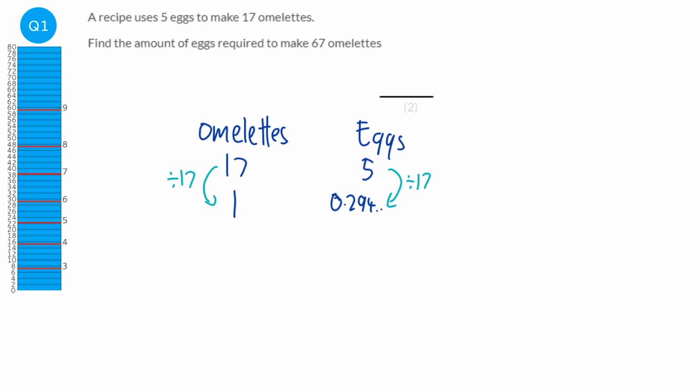Next we want to see how many for 67 omelettes. And to get to 67 from 1 we times by 67, so do that to the amount of eggs, and we get 19.705 and so on. Now you can't get 0.705 of an egg, we always round with eggs, and we always round upwards because if you need 19.7, 19 won't be enough, so we need to pick 20 eggs.